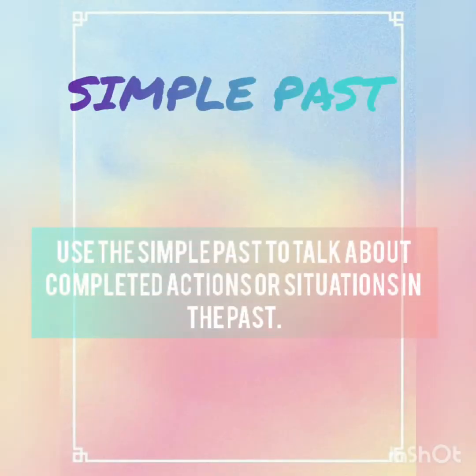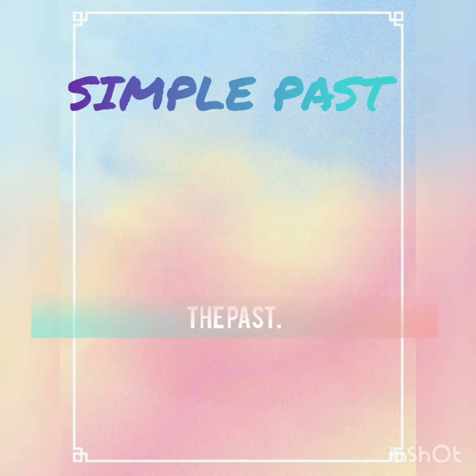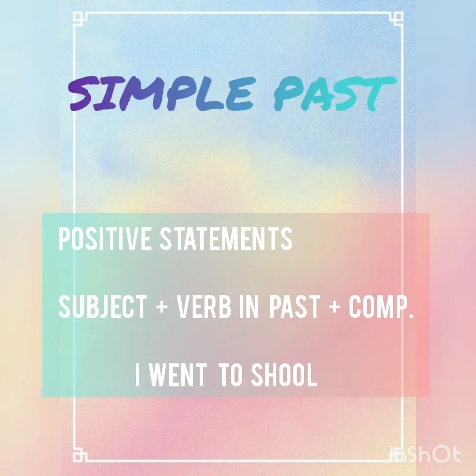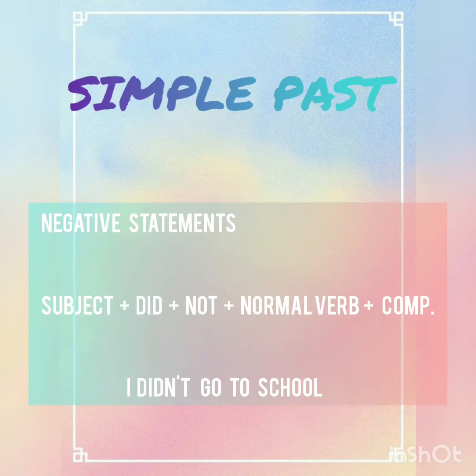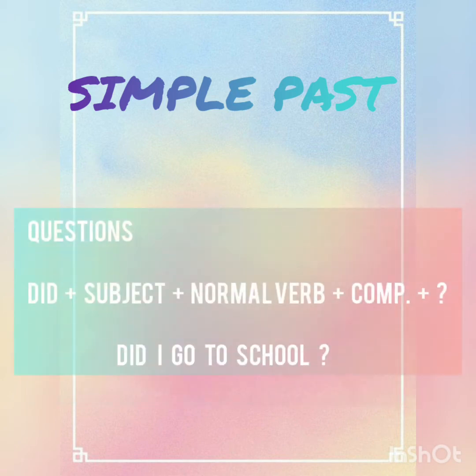Simple past. Use the simple past to talk about complete actions or situations in the past. For the positive statement, we use subject plus verb in past plus complement. For the negative statement, we use subject plus did plus not plus normal verb plus complement. And for the questions, we use did plus subject plus normal verb plus complement plus question mark.